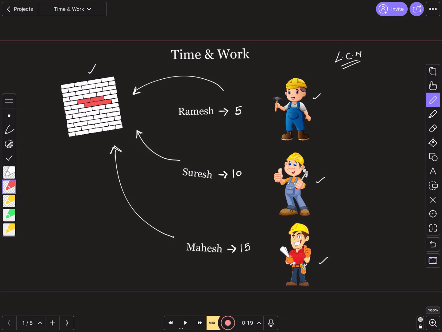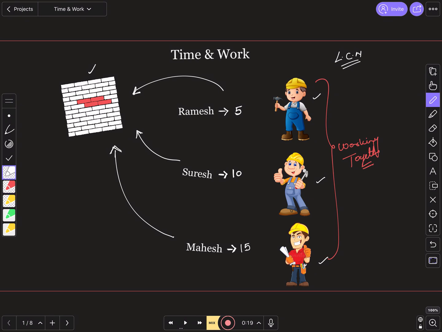Now the question that is being asked to me is: all three are working together, which means Ramesh, Suresh and Mahesh, all three are working together. So the question here is how many days will be required to make this wall if all three are working together?